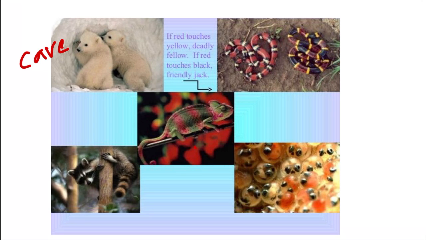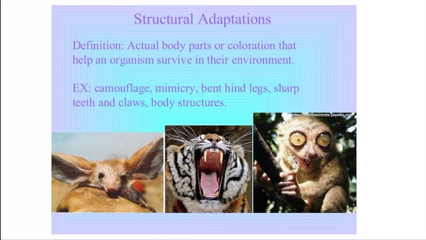And this animal lives on the tree, and the color of the tree is copied by the animal. Okay, this animal, you can see the color. Adaptation: structural adaptations are animals' body parts or colors that help an organism survive in its environment. Camouflage.